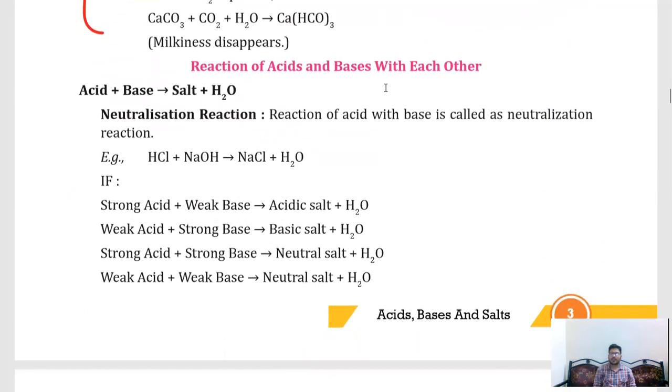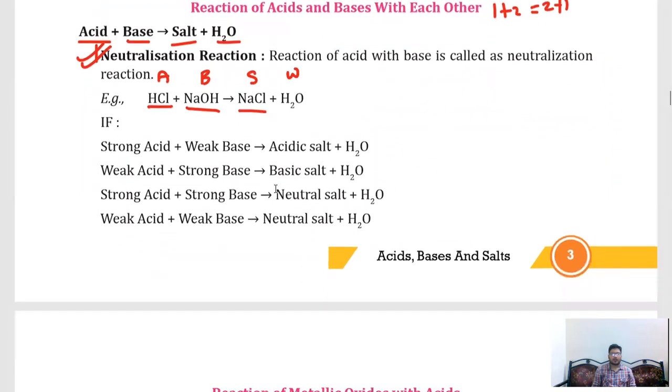Next, reaction of acids and bases with each other, meaning acid plus base or base plus acid. Guys, you can say 1 plus 2 or 2 plus 1, both are equal, right? Same like that, acid plus base or base plus acid gives rise to salt and H2O. This is also known as a neutralization reaction. Example, HCl, hydrochloric acid, plus NaOH, sodium hydroxide, gives sodium chloride, which is the salt, plus water. HCl is the acid and NaOH is the base.